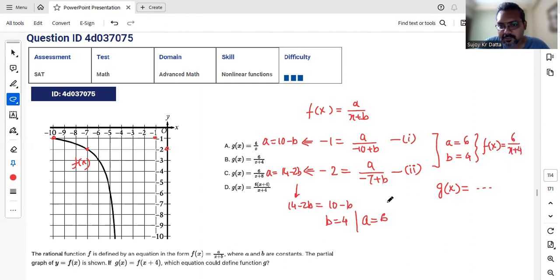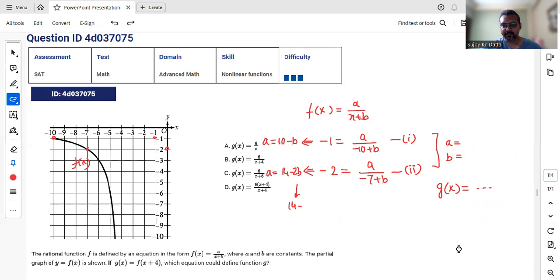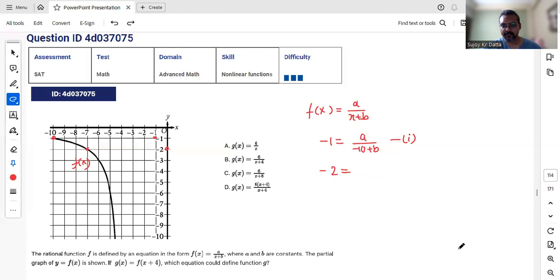So g(x), which is f of x plus 4, means we have to replace x with x plus 4 for that. It will be 6 divided by x plus 4 plus 4. So it is 6 over x plus 8. And that would be the answer, option C. But then this is just too long, right? We don't have so much time to do this sort of a computation. So let us look at a quick answer to this.